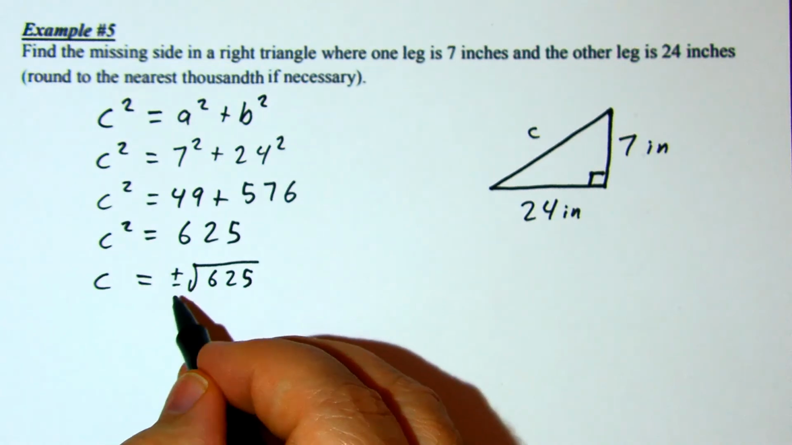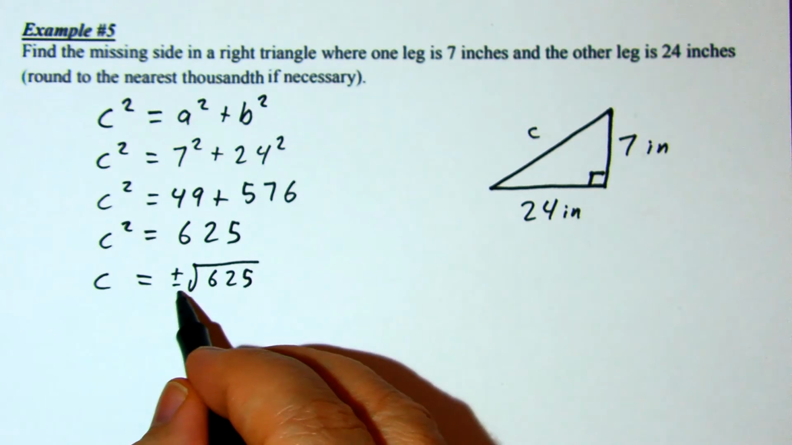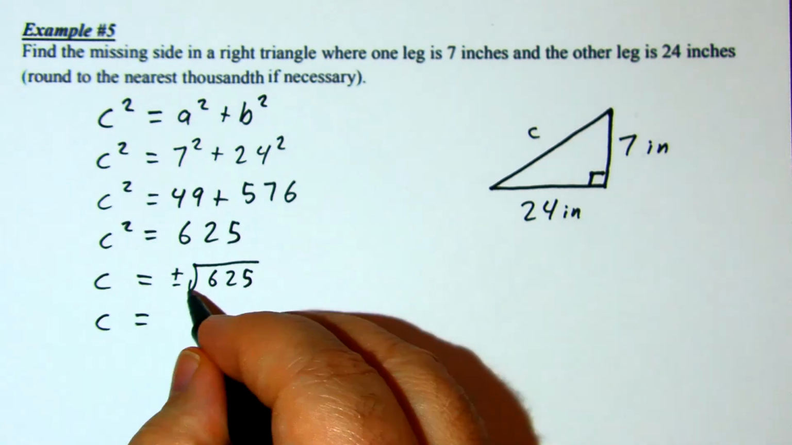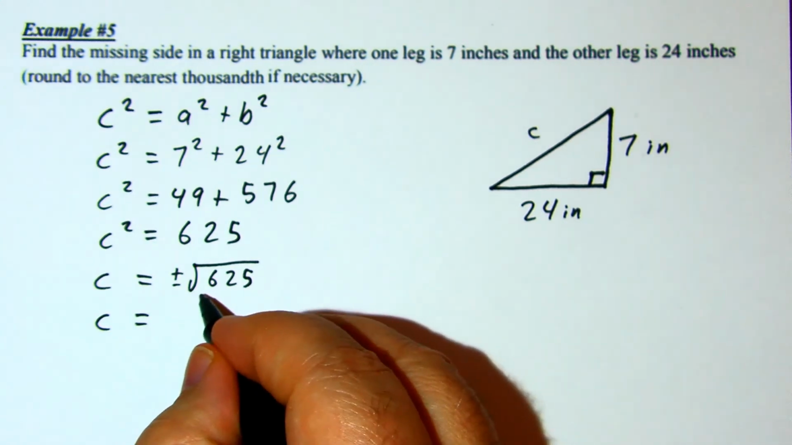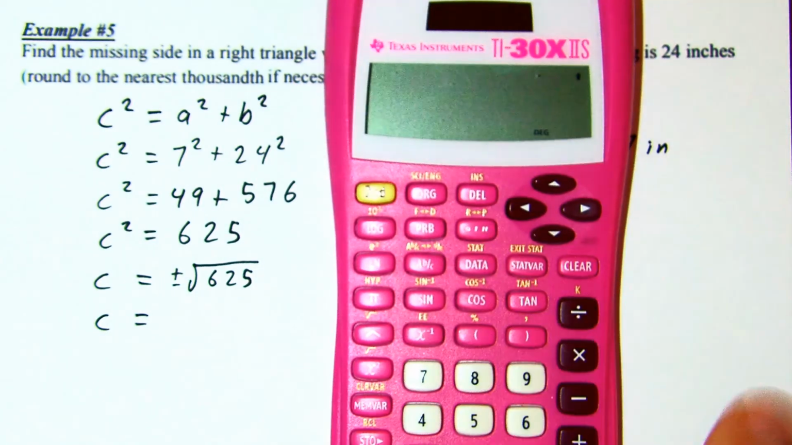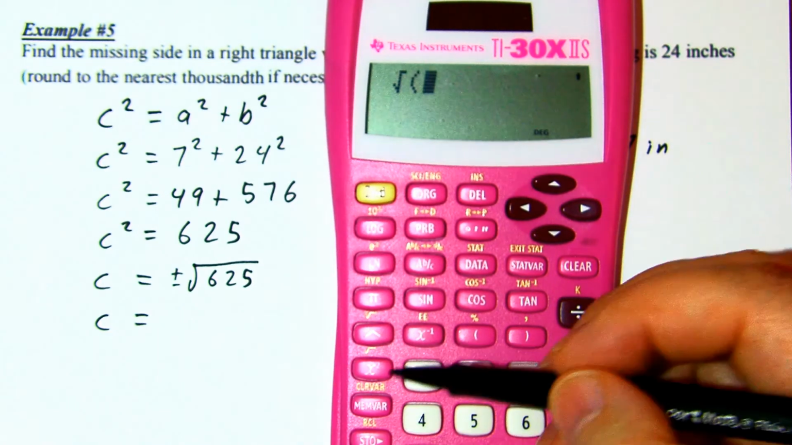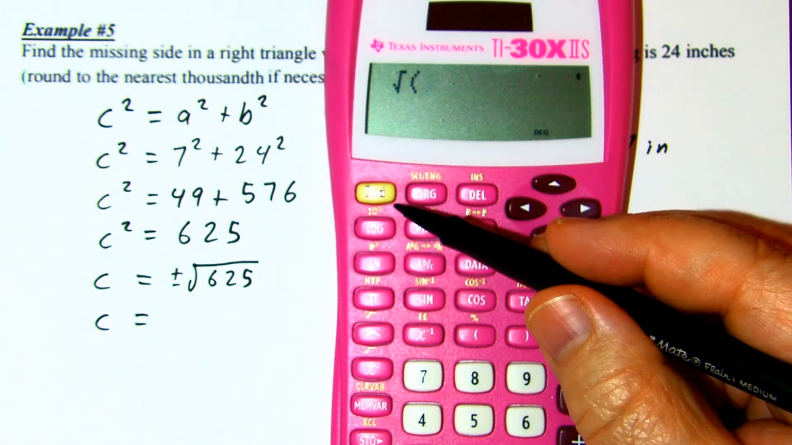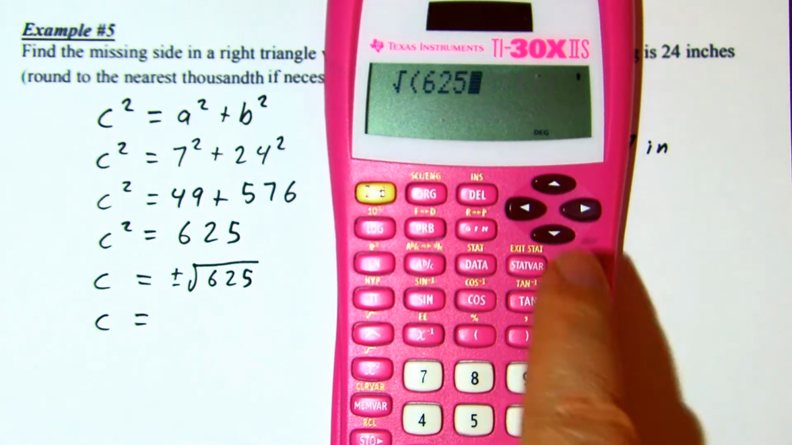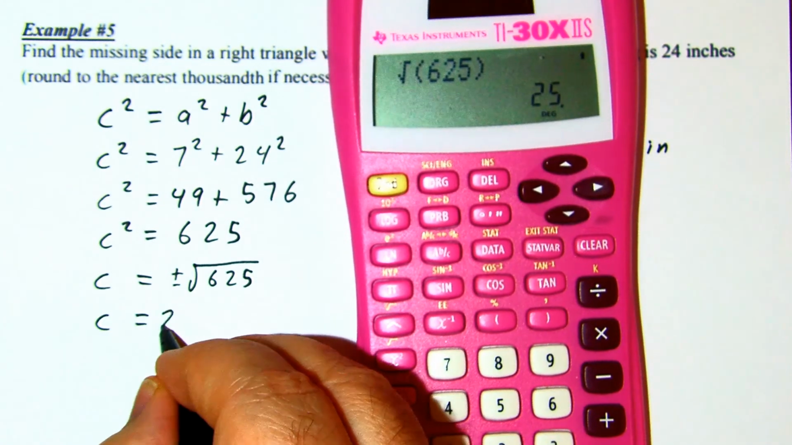So if you skip this part intentionally, note that if it wasn't a triangle, there may be instances where the answer would be the negative solution. So c equals, I'm going to just keep the positive solution for the reason stated, and I'm going to find the square root of 625. I type second function, and I hit the x squared button, but by hitting that second function in advance, it gives me the square root. Type 625, close parentheses, hit equals, and it gives me 25.